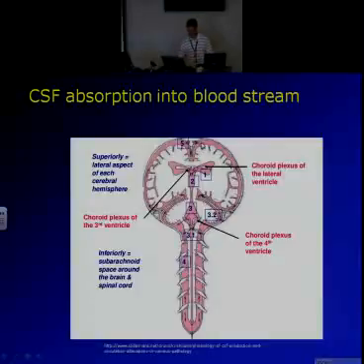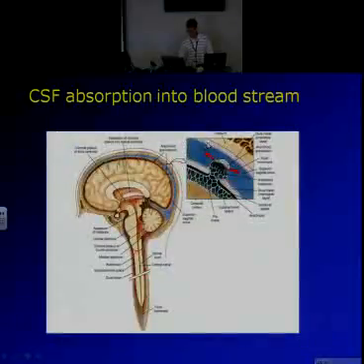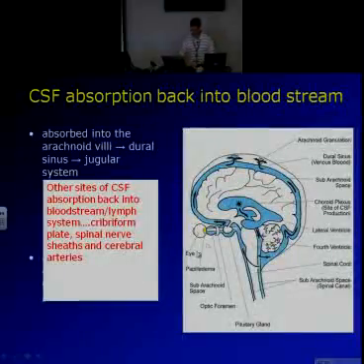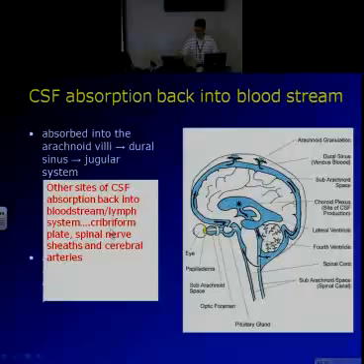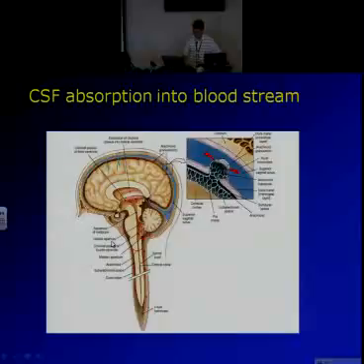So again, classically, yep, the arachnoid villi is the majority, and that's what you'll read in most neuro textbooks. But appreciate there's a lot of discussion about some other areas, and I said the cribriform plate and those dural sheaths of the spinal nerve roots are a couple other areas that are brought up. You'll see a few more out there if you're really poking your nose into it. So that's reabsorption, or absorption, back into the venous system.